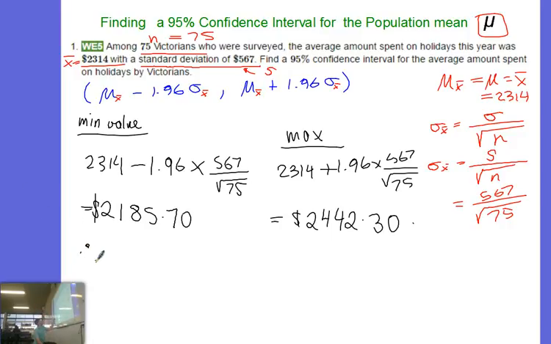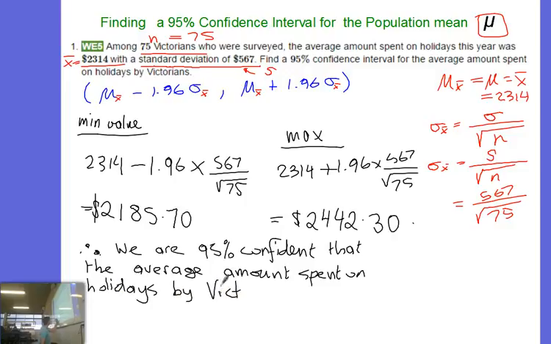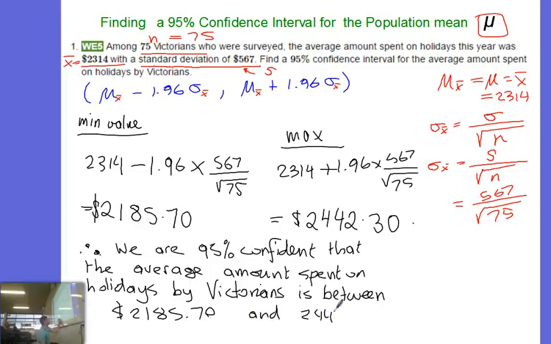So therefore, the 95% confidence interval for the average amount spent on holidays: we are 95% confident that the average amount spent on holidays by Victorians is between the minimum and maximum, $2,185.70 and $2,442.30. And there we have it.